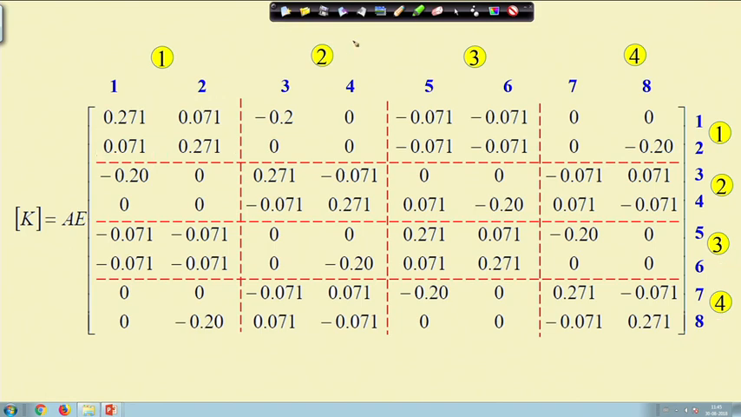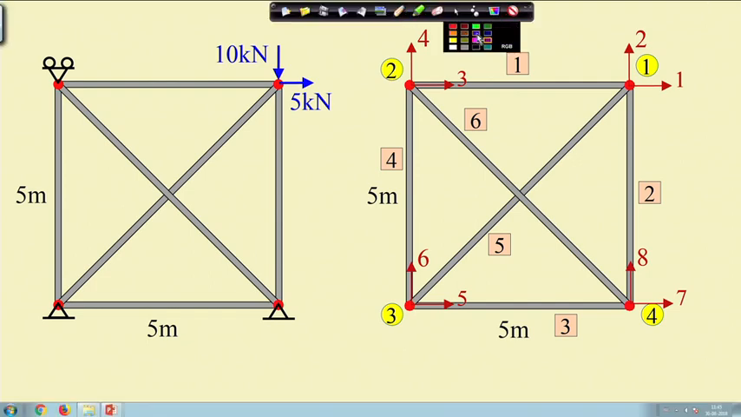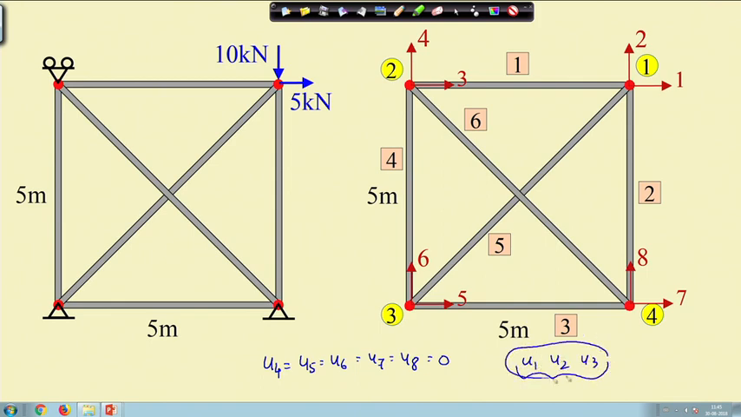Now we have to provide the constraints. What are the constraints we have in the problem? Look at the figure and let us write down the constraints. We have U4 equal to 0, then U5, U6, U7, U8 all equal to 0. So the only non-zero U's will be U1, U2 and U3. Essentially you have to find the solution for U1, U2, U3, and the rest of the degrees of freedom, U4 to U8, are 0. So these are the constraints. This is for U.